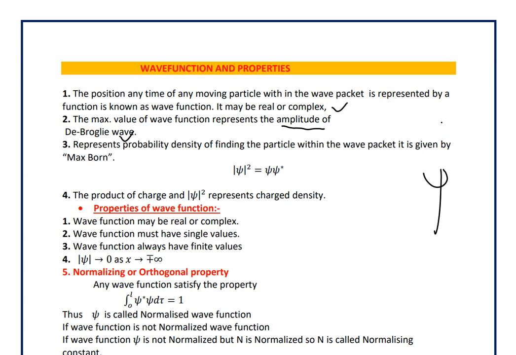If we multiply the wave function with its conjugate psi star, it is represented by psi mod square, and it represents the probability density of finding the particle within the wave packet. So psi mod square represents the probability density of the particle. If we take the product of charge and psi mod square, then it represents charge density.